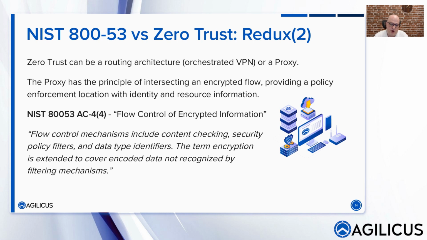The interesting thing about the proxy, it has the principle of intersecting an encrypted flow and providing policy enforcement coupled with identity and resource information there. And that's exactly what the genesis of this control is: flow control of encrypted information. They're worried about covert exfiltration. They're worried about somebody accessing a file that's marked as not for you, etc. This is the spot to do it. Without a technology like this in place, this would be harder to achieve.